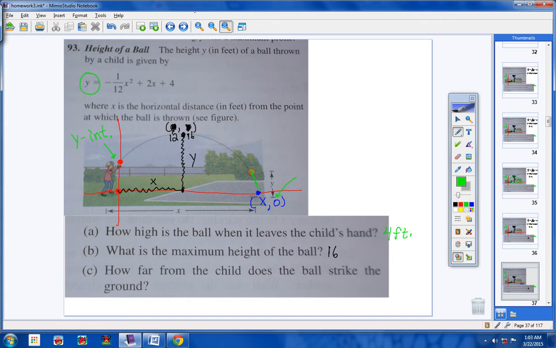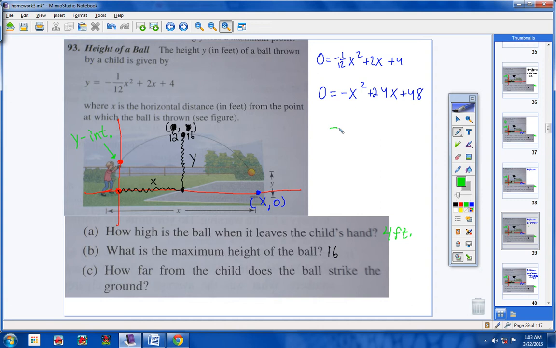So here we go. Where the y is, I'm going to go ahead and put a 0, okay? Now for me, I don't like fractions, so I'm going to multiply everything by 12. When you do that, you get this, okay? Now next, it's not factorable. You cannot factor it, so you're going to have to use the quadratic formula. In case you have forgotten what the quadratic formula is, here it is, write this down. Negative b plus minus the square root of b squared minus 4ac all over 2a.